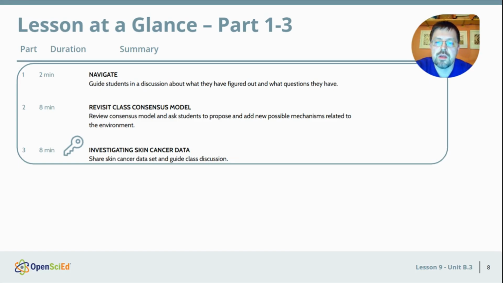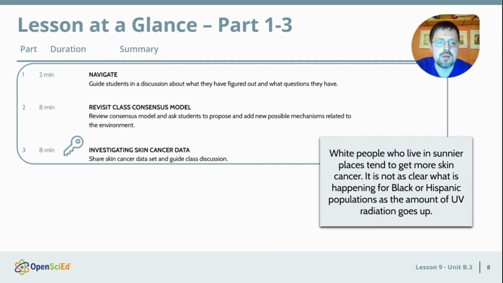risk. We begin our more specific focus on skin cancer by looking for patterns about skin cancer data organized by location within the United States and race and ethnicity. We figure out that white people tend to have more skin cancer when they live in sunnier areas. It's not clear what is happening for the Black or Hispanic populations as the amount of UV radiation goes up.